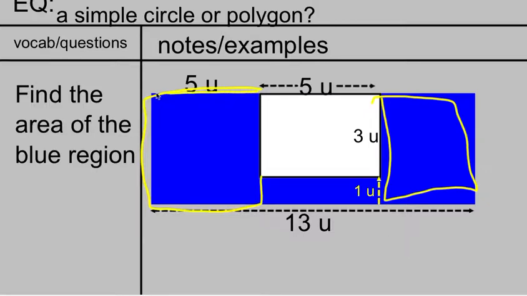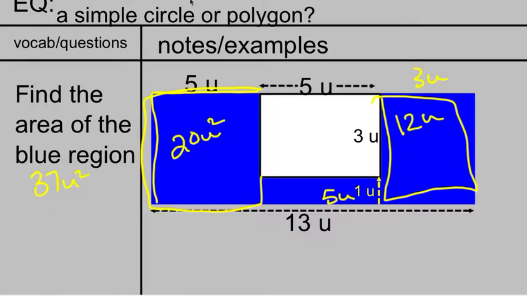This would be 5 by 4, because this is 3 plus 1. So this would be 20 units squared. If this is 5, and this is 5, and this whole thing is 13, well, that must mean this is 3 units. So this would be 3 by 4, which is 12 units. And this would be 1 by 5, which is 5 units. 12, 20, and 12 is 32, plus 5 is 37.